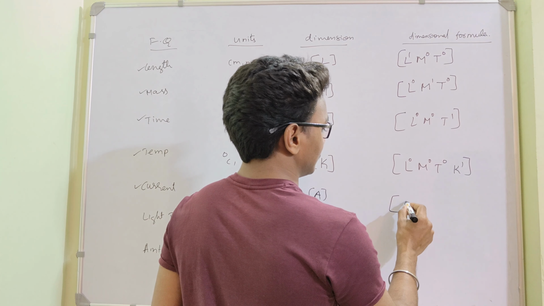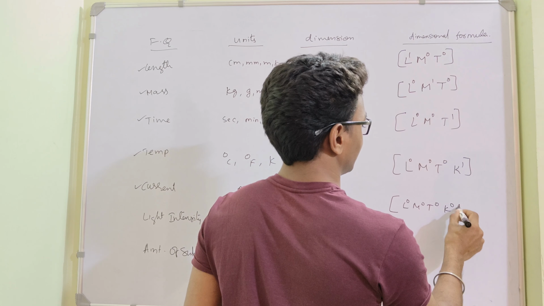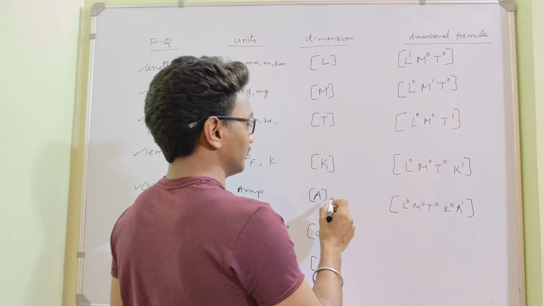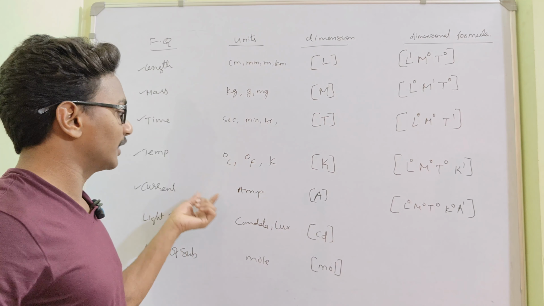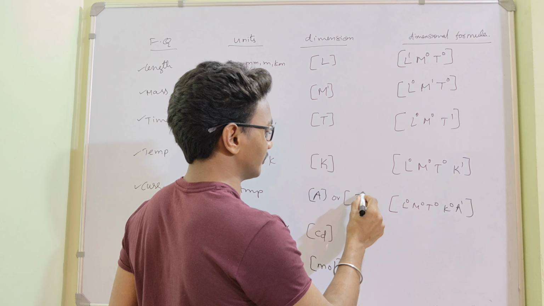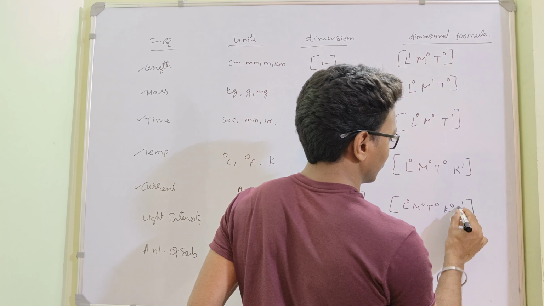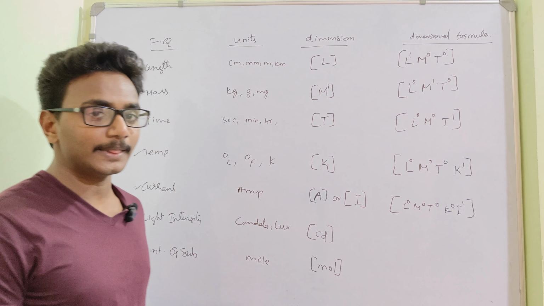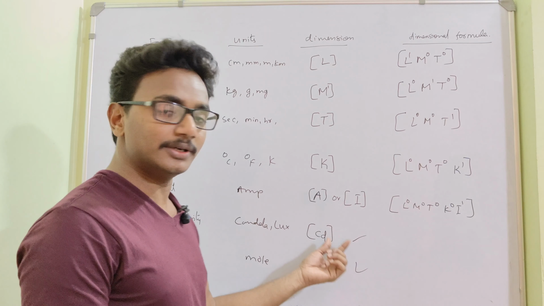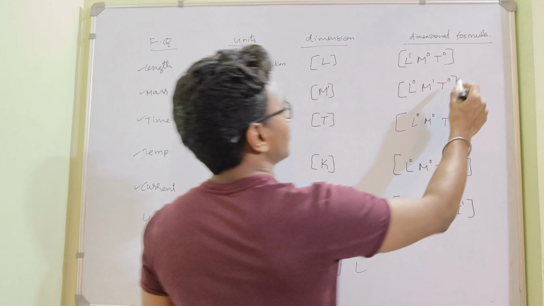For electric current, length is 0, mass is 0, T is 0, K is 0, A is 1. Or you can represent the dimension of current with capital A or capital I also. Sometimes we use I instead of A, so I power 1. Similarly, for these two quantities also, you can write. This is what dimensional formula is.